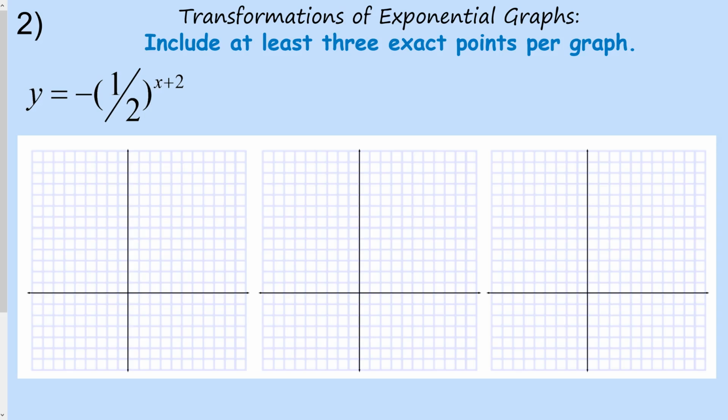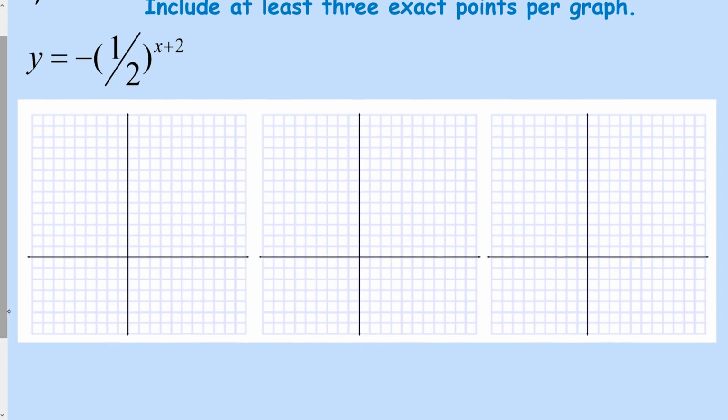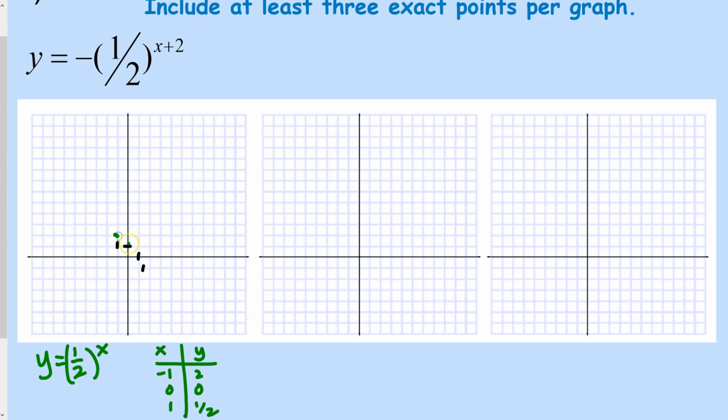Okay. So here's one more. And this one has a base of 1/2, so it's going to be exponential decay. Let's start with the parent function, y equals 1/2 to the x. And I'm going to just find some points real quick. (-1, 2), (0, 1), (1, 1/2). And we can plot those points. We could do (-2, 4) and (-3, 8) if we want to, just to get a little better idea of the shape. And then let's put that asymptote in place.